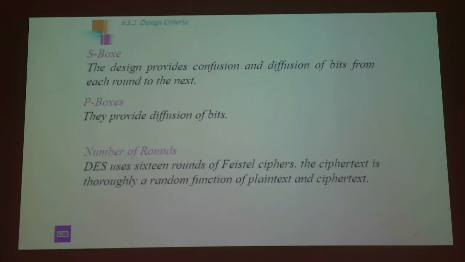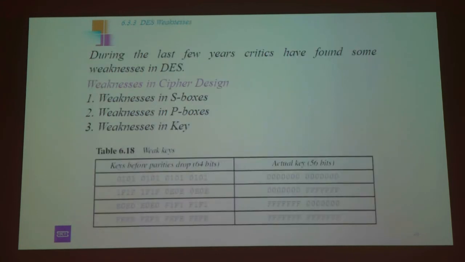And this is clear from the S-box, from the P-box, from the number of rounds. Okay, let's take some weaknesses in the cipher design. There is some weakness in the S-box, some weakness in the P-box, and these critiques happened over the years. For example, in the table here, there are some weak keys. Never use them.